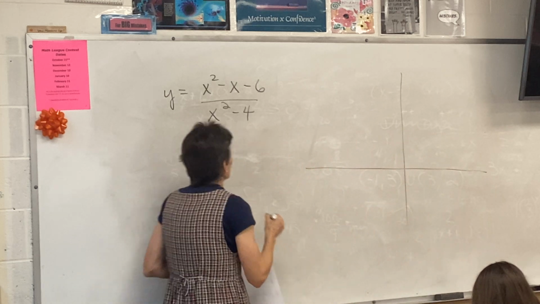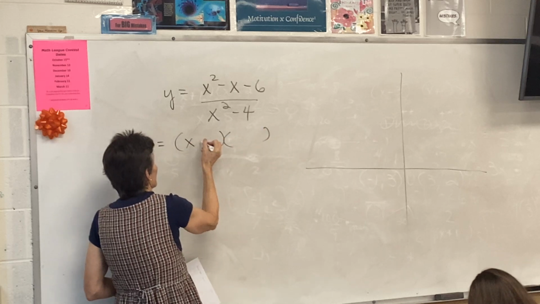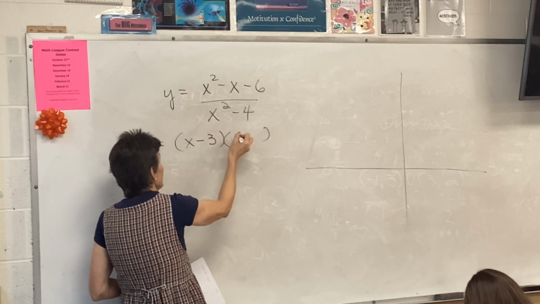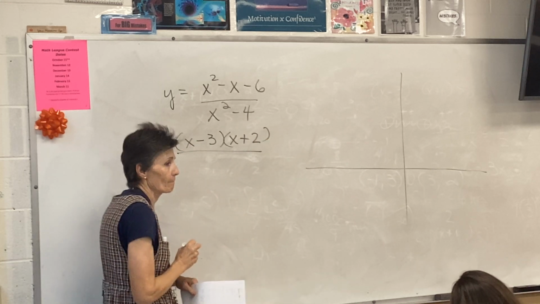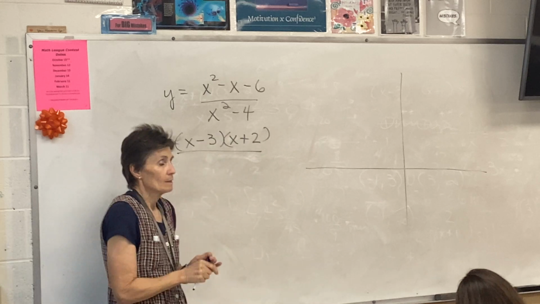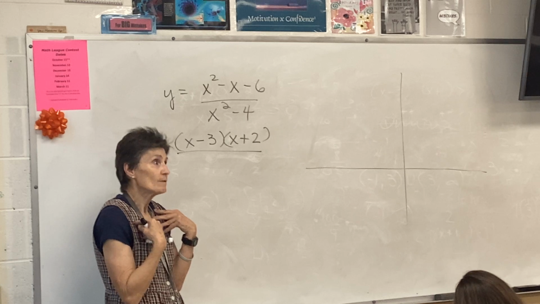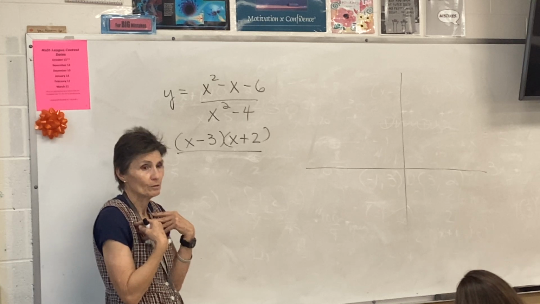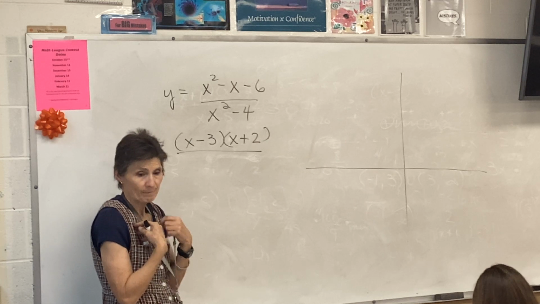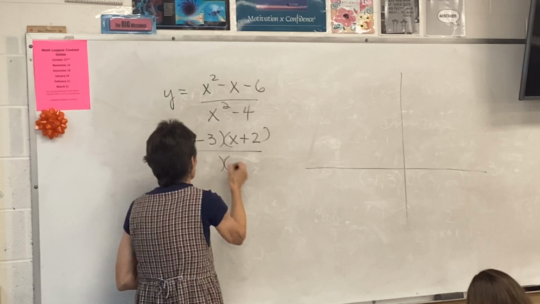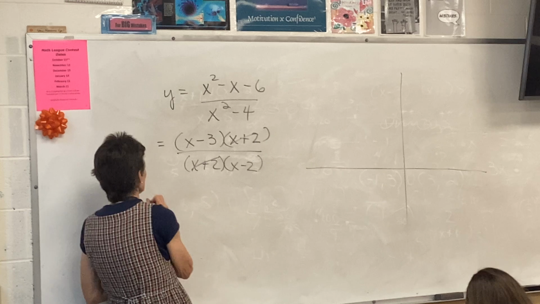Factor. How does the top factor? x minus 3 times x plus 2, how does that look? Now, you can just sit there and write down what I wrote, or you can figure it out yourself, because that's what you're going to have to do on Monday. Okay, does that look okay? How about the denominator? x plus 2 times x minus 2. Okay, we got a cancellation.